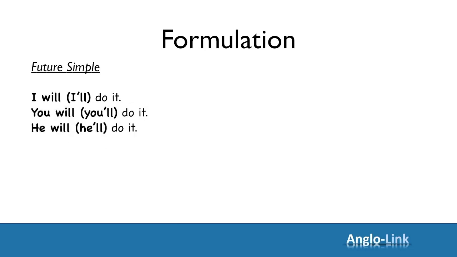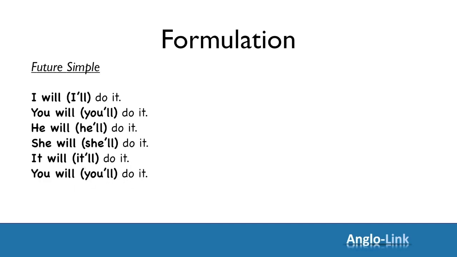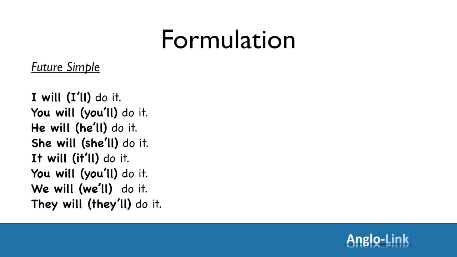Future simple is really the simplest tense in English. Just add will to your pronoun and then the infinitive. So, I'll do it. You'll do it. He'll do it. She'll do it. It'll do it. You'll do it. We'll do it. And finally, they'll do it. You notice that will contracts to 'll.